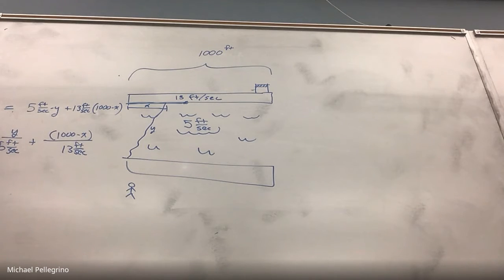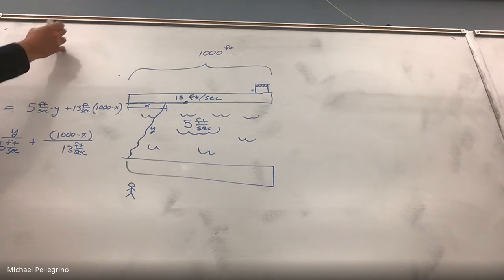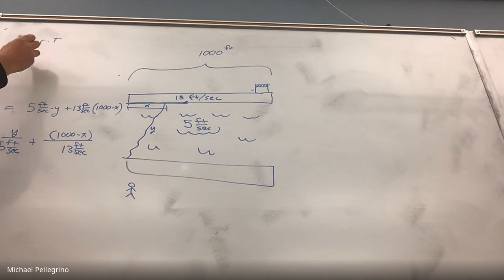Okay. This is going to give me time one. This is going to give me time two. Because distance equals rate times time. So time equals distance over rate. This one might even be easier than a ladder problem.